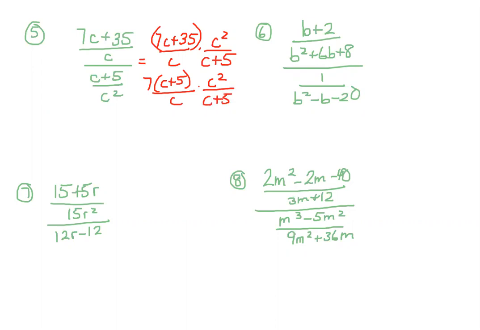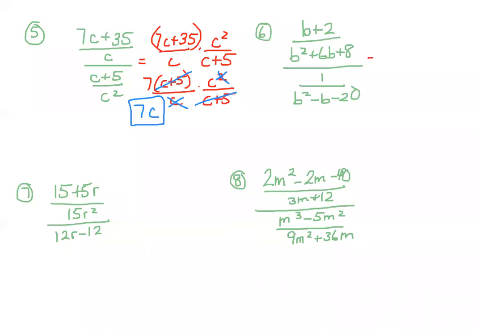So what can we cancel? C plus 5, C plus 5. This C and that. So we're left with 7C for our answer. Nothing in the denominator. Everything crossed off in the denominator.